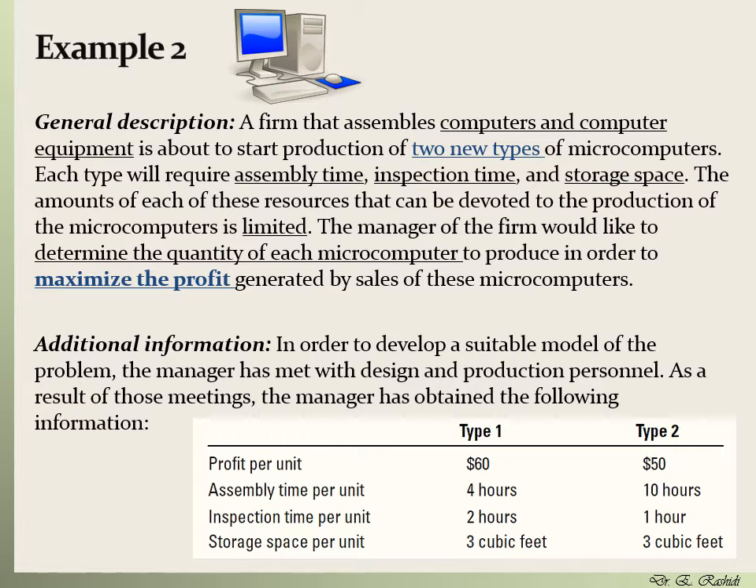Profit per unit for type 1 is $60 per unit, for type 2 is $50 per unit. Assembly time per unit required for type 1 is 4 hours, for type 2 is 10 hours. The inspection time per unit required for type 1 is 2 hours, for type 2 is 1 hour. The storage space per unit of type 1 is 3 cubic feet, and for type 2 is also 3 cubic feet.